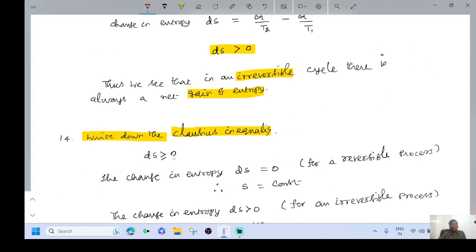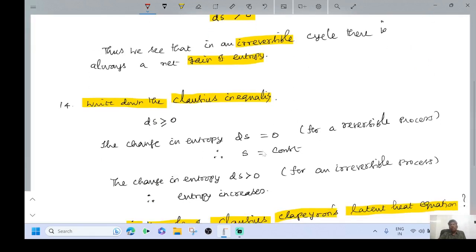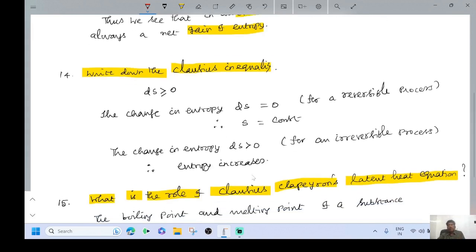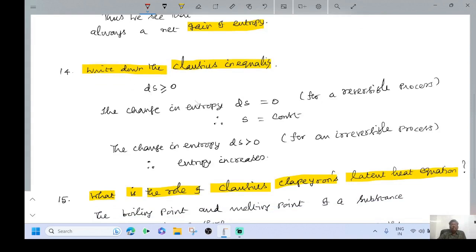dS greater than or equal to 0. If the process is reversible, dS equals 0. dS equal to 0 means the change in entropy equals 0, that is, the differentiation of entropy equals 0, which means that entropy is a constant. If you differentiate a constant, you get the result 0. Suppose the change in entropy is greater than 0, it specifies an irreversible process, which means that the entropy increases. This is called the Clausius inequality.